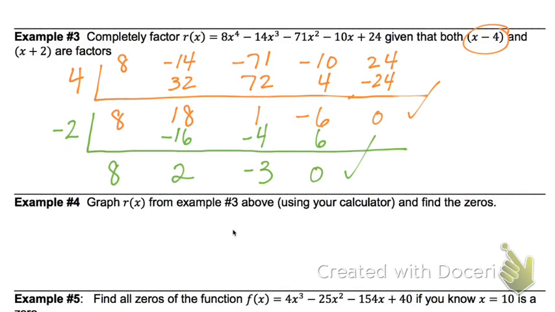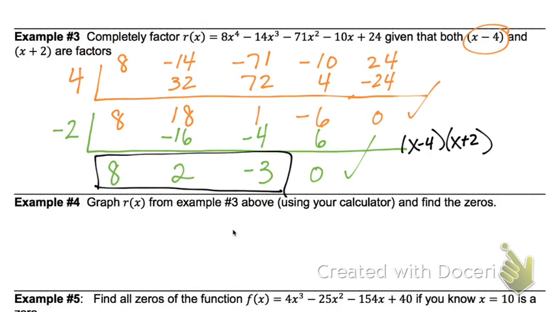Okay, so now I'm just going to write this whole thing completely factored. So we already have x minus 4, x plus 2, and what does this make? So now I've gone down 2 degrees because I've done synthetic twice. So it goes from x to the 4th. My final answer is 8x squared plus 2x minus 3.